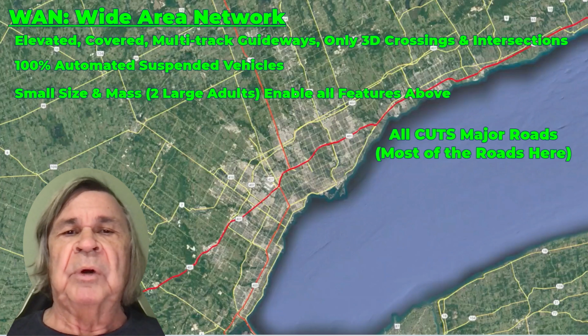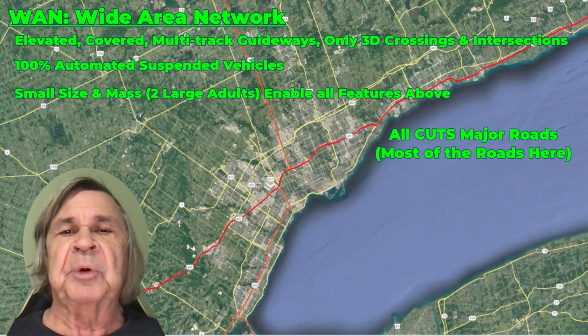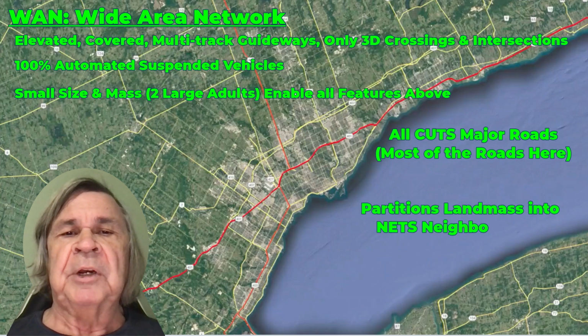The guideways mostly run along the rights-of-way of NETS's major roads, including expressways and arterial roads. On this map of central Ontario in Canada, all the roads shown would have 1 bidirectional or 2 one-way WAN guideways on opposite sides of the road, or a combination of these along some expressways. The WAN guideways partition the landmass into NETS neighborhoods. Neighborhoods are the smallest areas bounded by WAN routes and natural obstacles like a lakeshore or river.